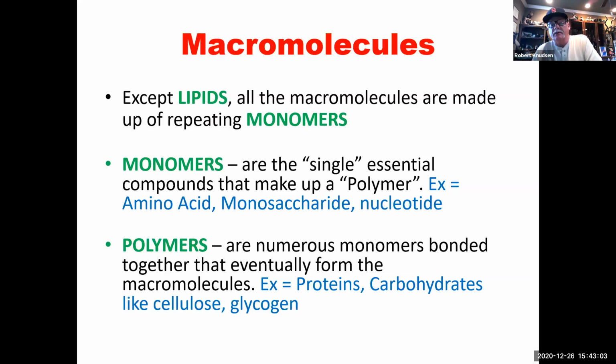So polymers are numerous monomers bonded together that eventually form the macromolecule. Are you going, oh man, now we have another word, macromolecule. Well, wait a minute. That's the topic we're talking about. Macro, large molecules. Okay. There are 4 large molecules: proteins, carbohydrates, lipids, and nucleic acids. Proteins, carbohydrates, like cellulose and glycogen. Okay, I went on to give you a little more example here.